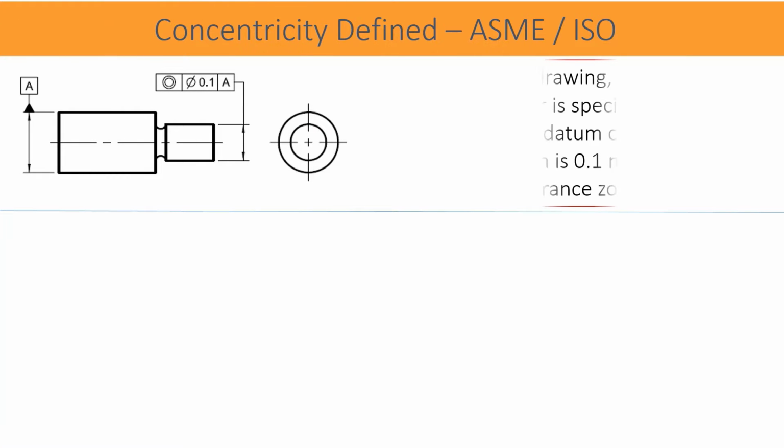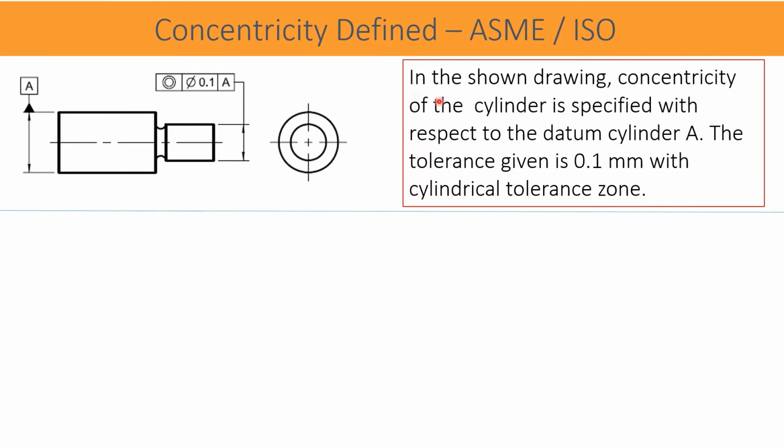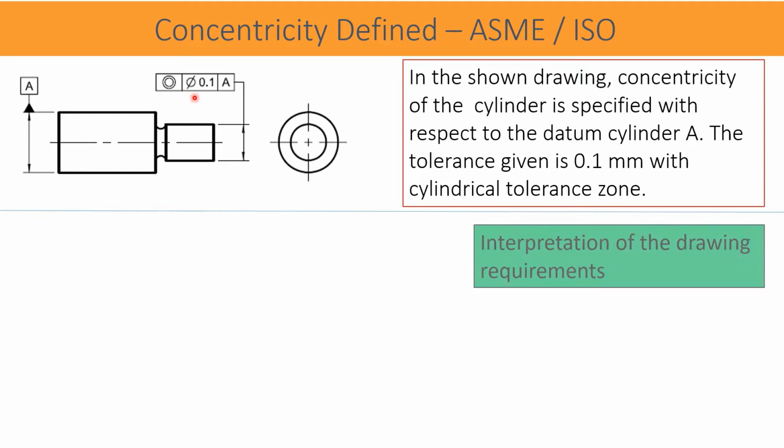In the given drawing, concentricity of the cylinder is specified. With respect to the datum cylinder A, the tolerance given is 0.1 mm with cylinder tolerance zone. Let us do interpretation of the drawing requirement.